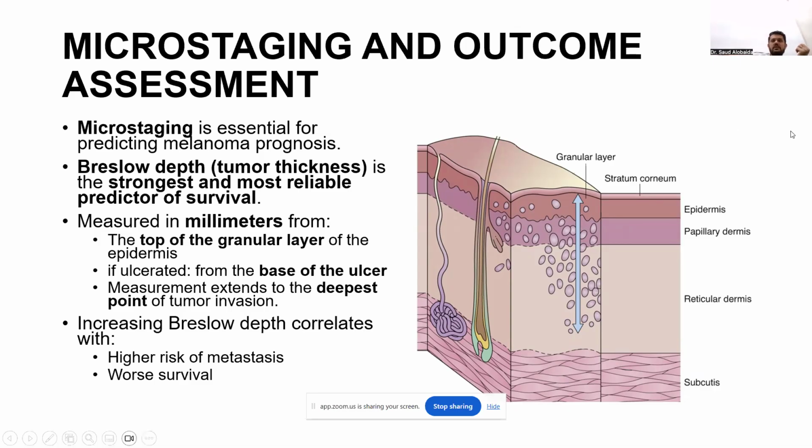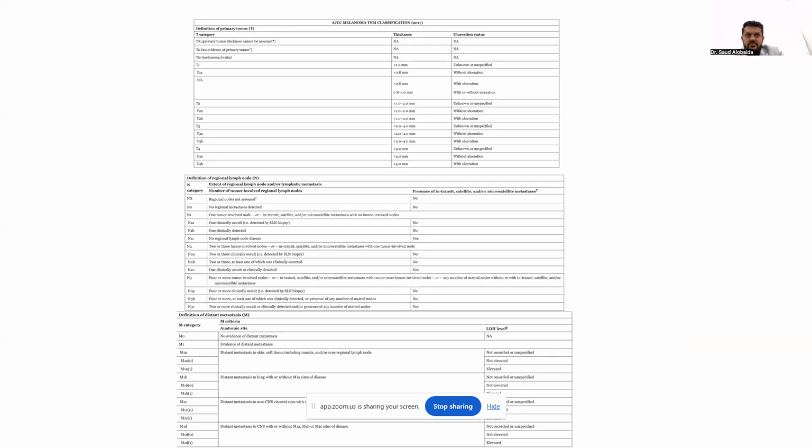So how do you measure it? I've seen it actually live. If you sit with a pathologist, they'll explain it to you. You go from the top of the granular layer and you measure all the way down. If it's ulcerated, then you go from the base of the ulcer down. This, good luck. I think this is something you need to memorize, especially before the exam.